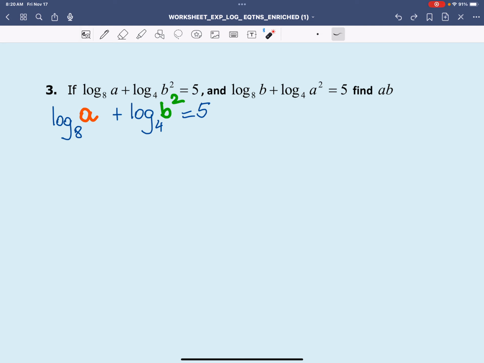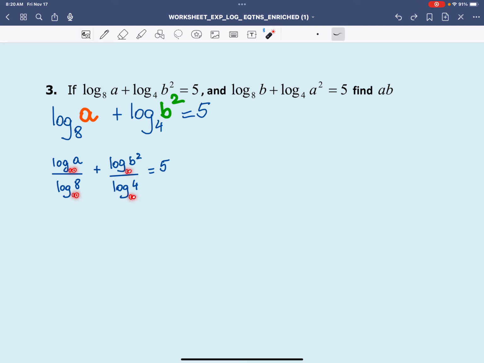So we're going to use a change of base formula, which means that we're going to split log with base 8 of a into log a over log 8. Log with base 4 of b squared will be log b squared over log 4 equals 5. Now, I don't assign the base right away. I split the log terms first. So if you don't write anything, it means the base is 10.